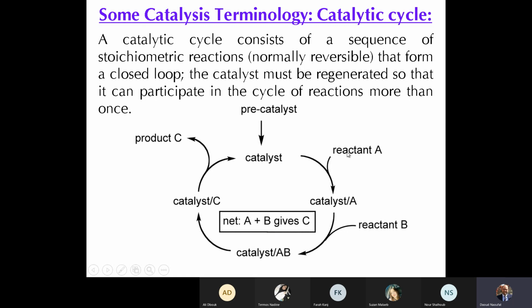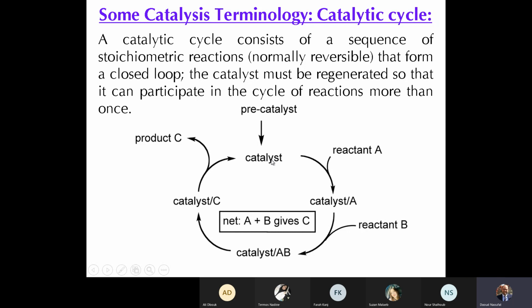So now we used A. Then we add the reactant B. This is another step. We obtain intermediate catalyst A and B. Then this catalyst A and B will be transformed to catalyst C. Then the catalyst C will give the product C and regenerate the catalyst, and therefore the catalyst will continue again. So pay attention how to write the catalytic cycle.